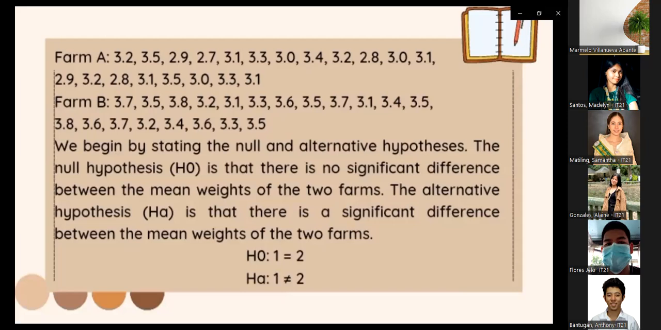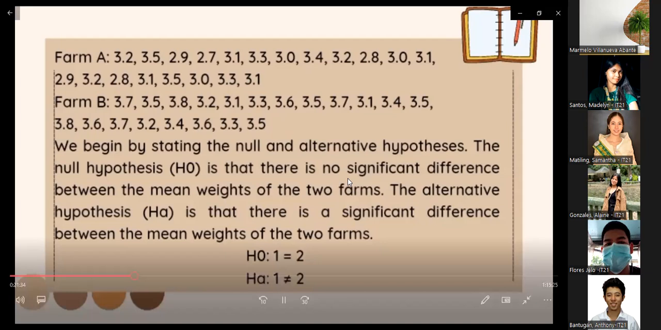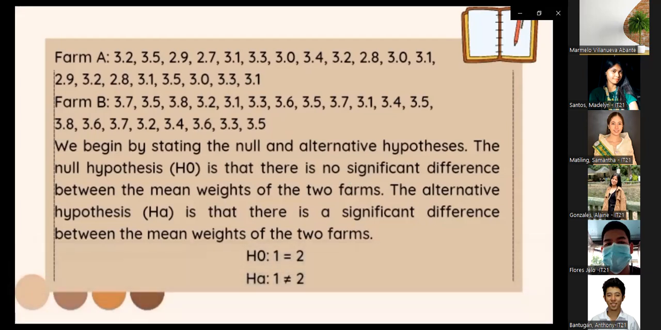We begin by stating the null and alternative hypotheses. The null hypothesis is that there is no significant difference between the mean weights of the two farms. The alternative hypothesis is that there is a significant difference between the mean weights of the two farms. The null hypothesis: μ1 equals μ2. The alternative hypothesis: μ1 is not equal to μ2.